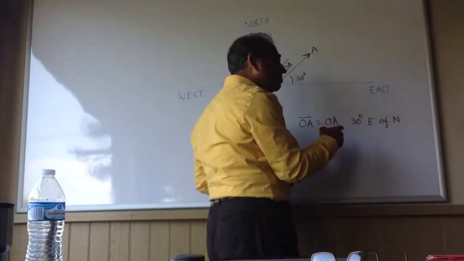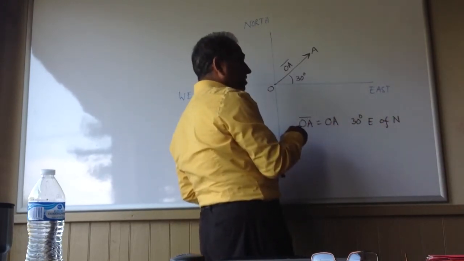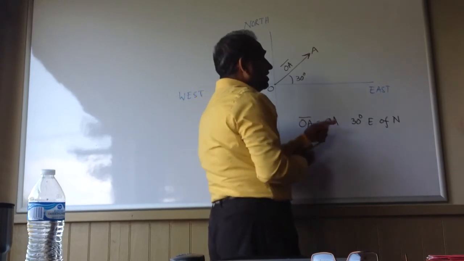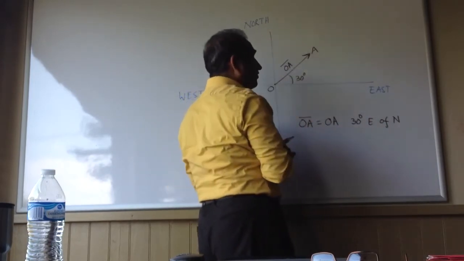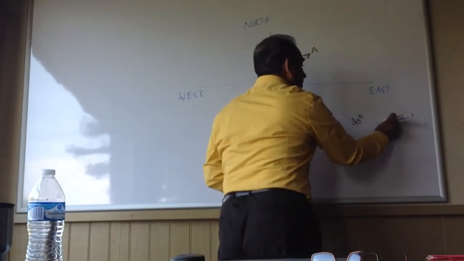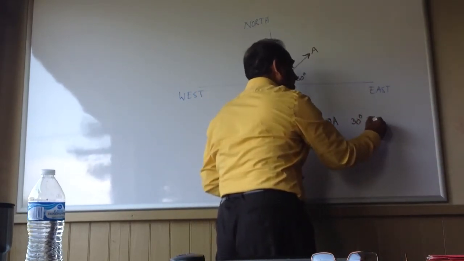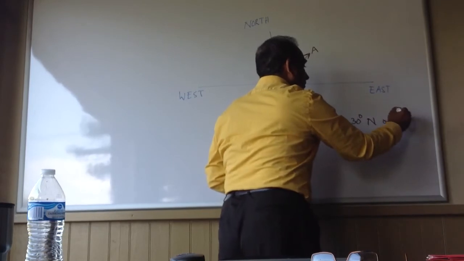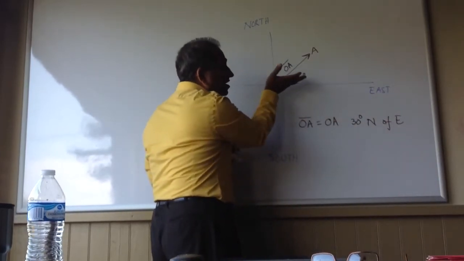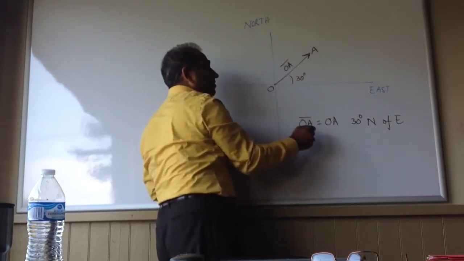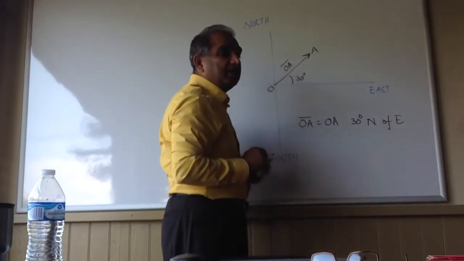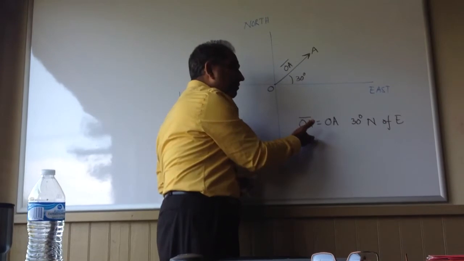Is it east of north or north of east is the question. If I say east of north, 30 degrees. But if I say north of east, it means I have to take 30 degrees between east and the vector and towards the north. This is the correct way of representing this vector algebraically.